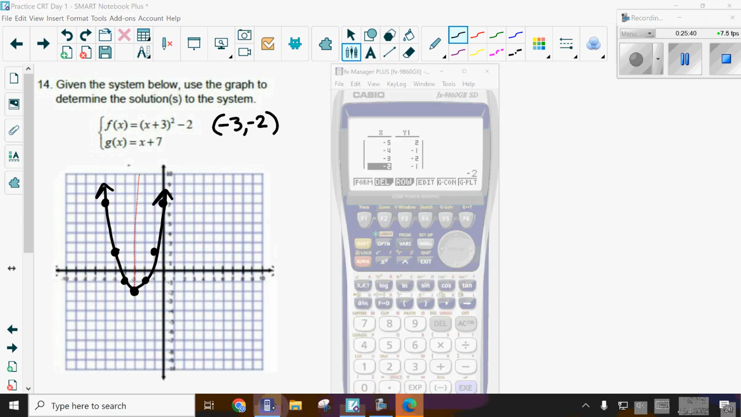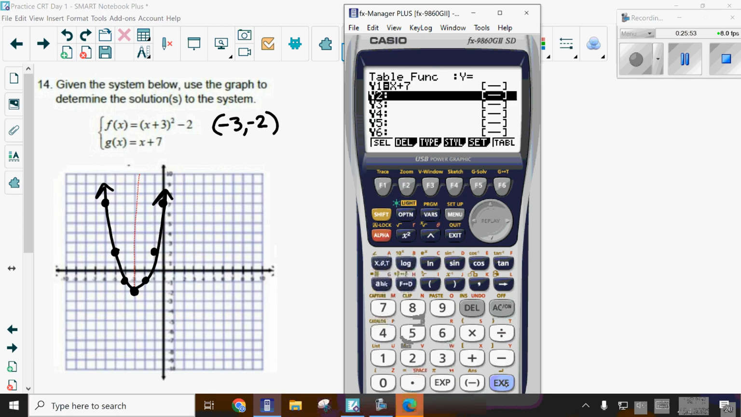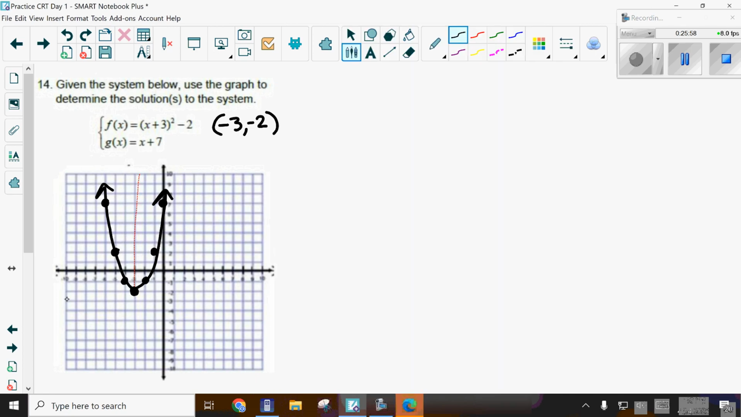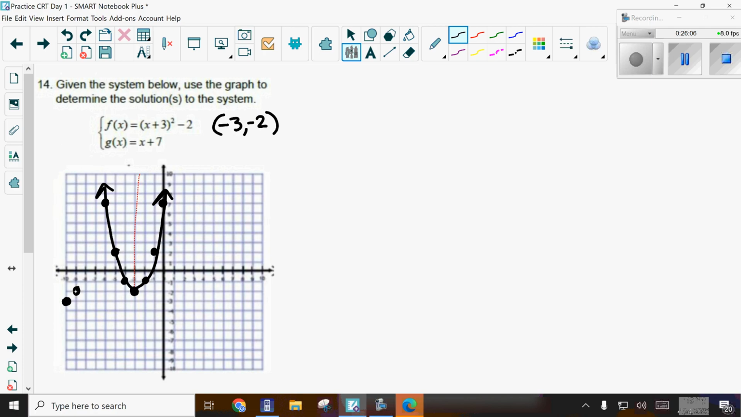Second shape, I can go into my table. Let me go back and delete this equation. And let me put in the next one. The next one is just simple x plus 7. So -10, -3, 1, 2, 3. And then -9, -2. And at this point, because it's a line, I'm not even going to look at the calculator anymore because I know the pattern is up 1 over 1. So it's going to go here, here, here.